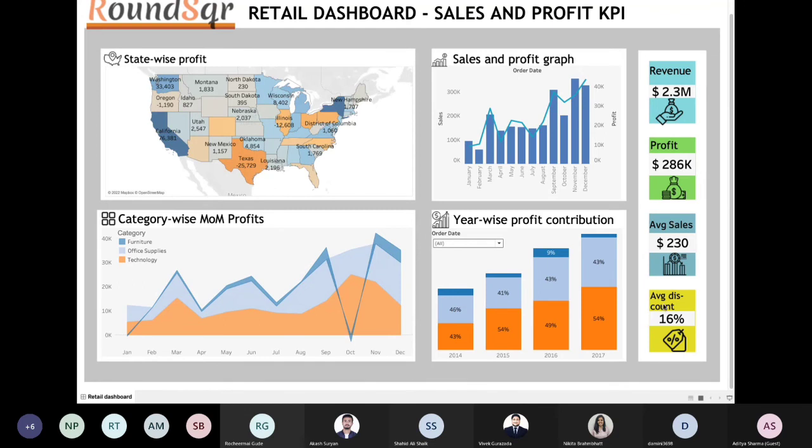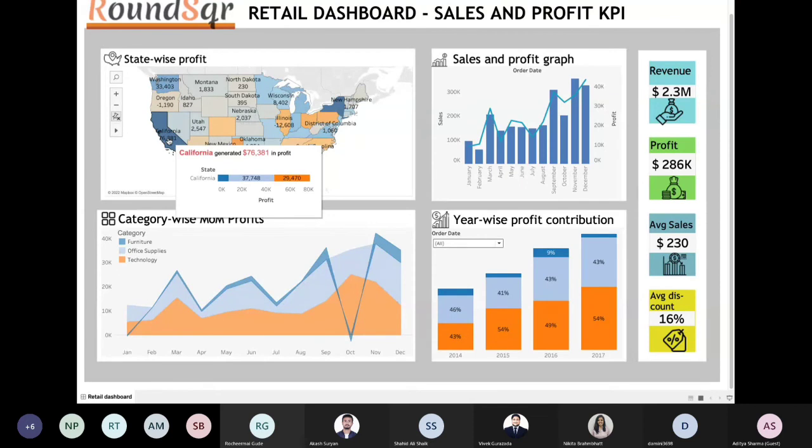Now, let us try to go deep into these metrics, and see what that actually means. So let's say if we just click on any of the states, it is going to tell us that if we are talking about California, dark blue color, it has contributed the most to the profit.